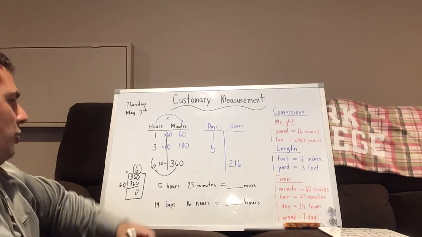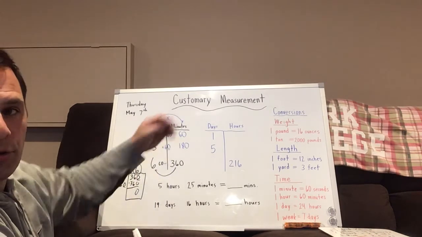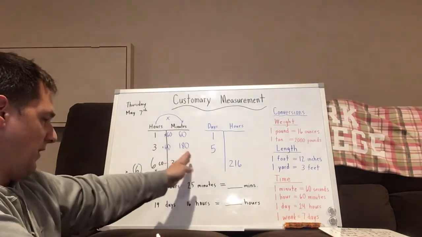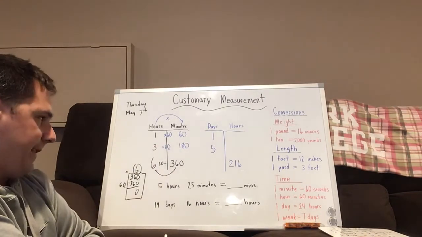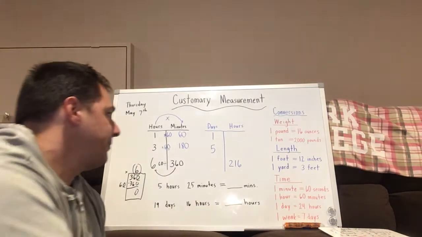So again, when you're going from a bigger unit to a smaller unit, you're going to use multiplication. When you're going from a smaller unit to a larger unit, you're going the opposite way. You're going to use a related fact and do division.